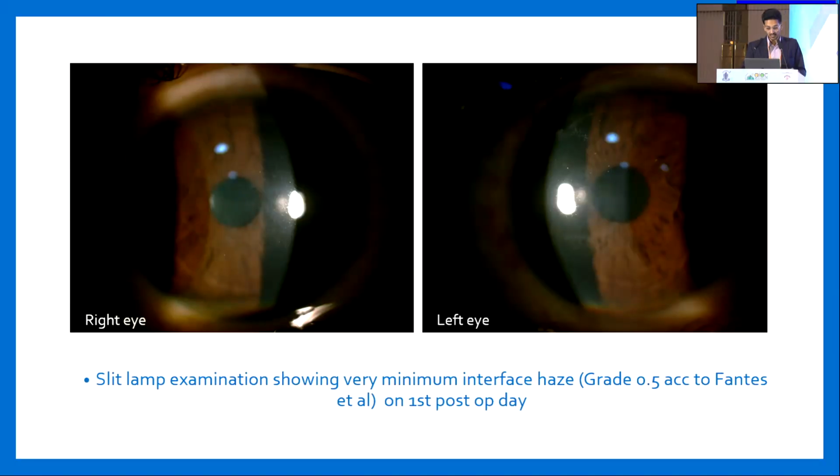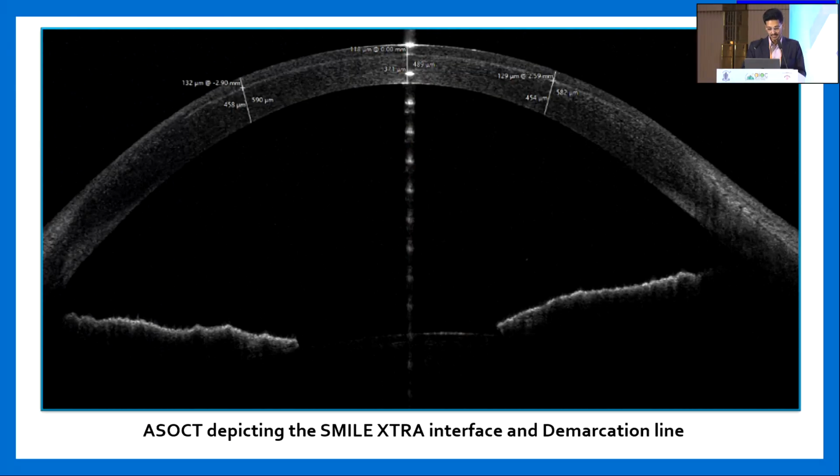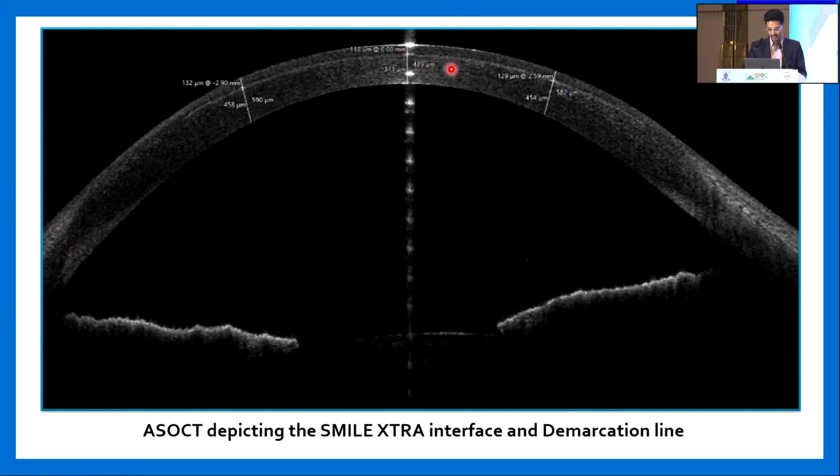As we can see, the right eye and the left eye show very minimal interface haze on day 1, roughly grade 0.5 according to the Fantes et al. criteria. On slit lamp examination as well, we can see there is very minimal interface haze. This is the AS-OCT, which shows the demarcation line.